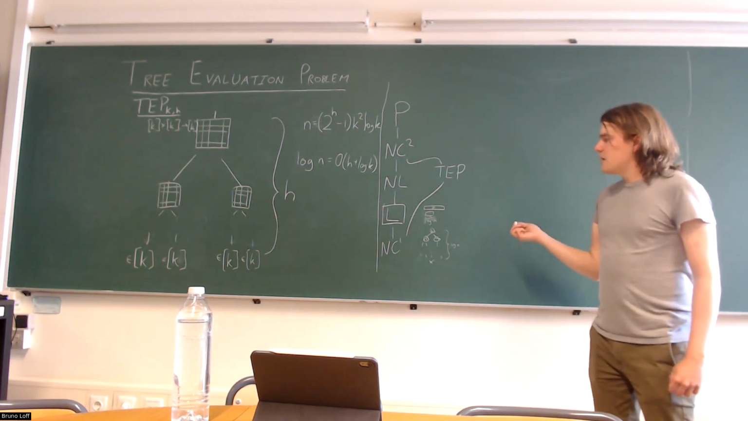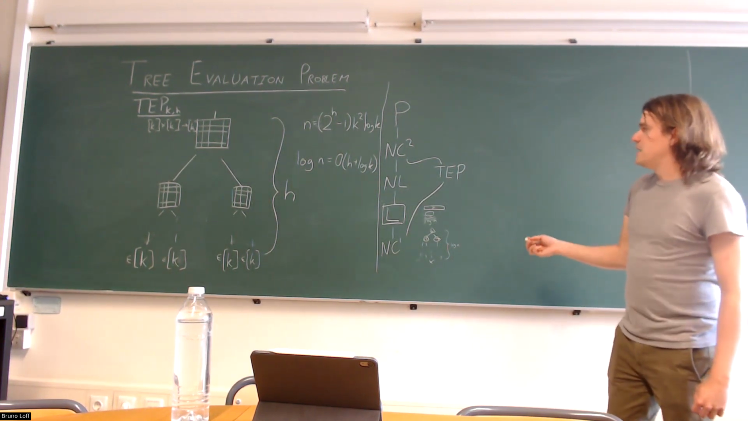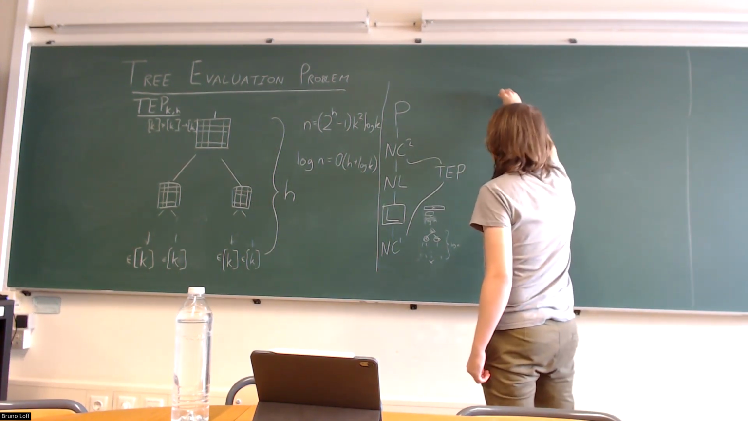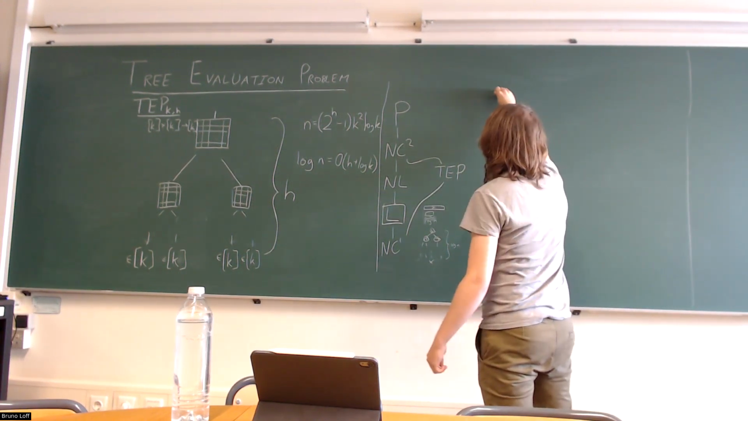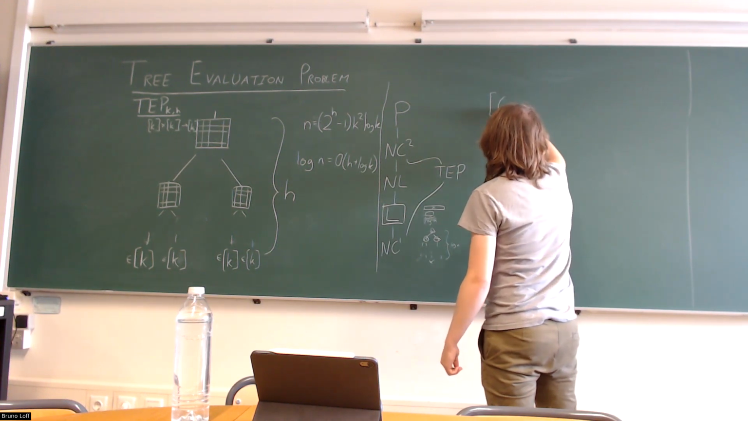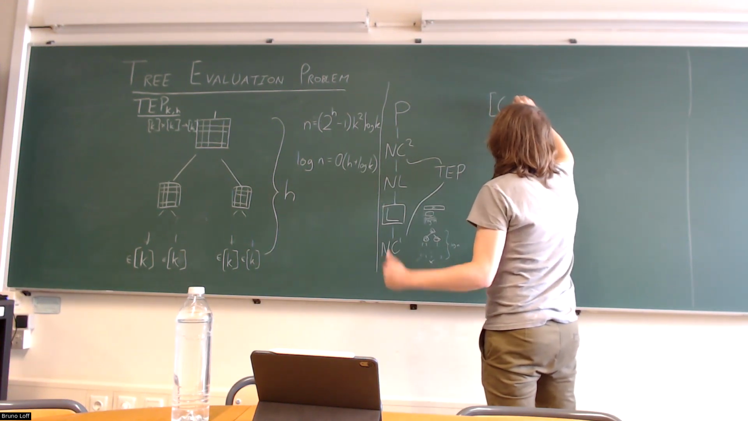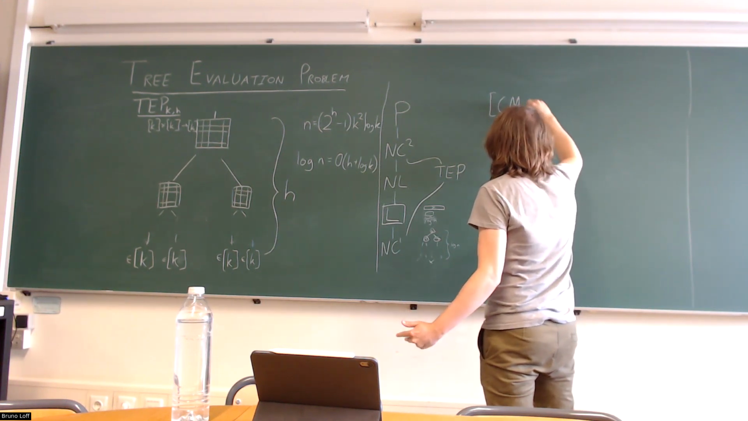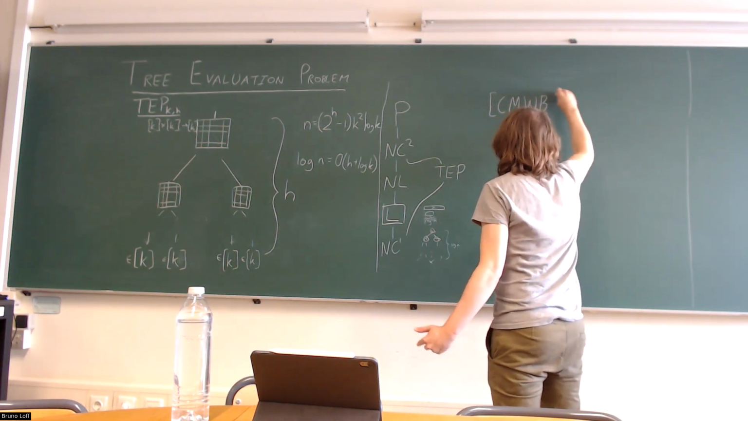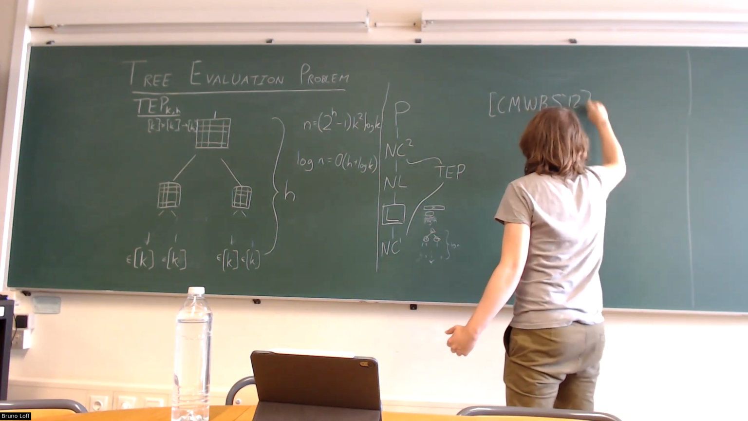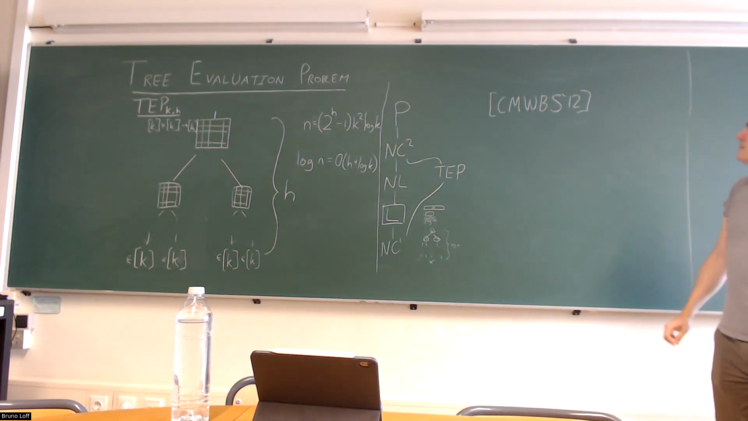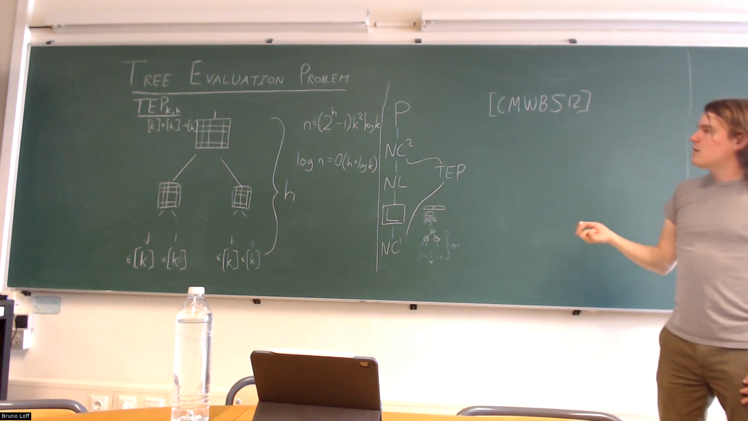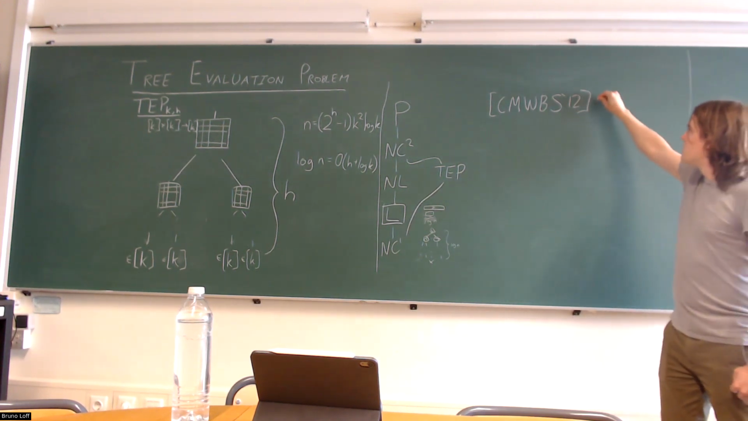Well, the reason that tree evaluation was introduced in the first place, it's come under many different names with different sizes of parameters, but for today, this definition that I said over here is due to Cook. Okay, I need to get the order of objects right. It's Cook, Mackenzie, Wehr, Braverman, and Santhanam. Very not alphabetical.